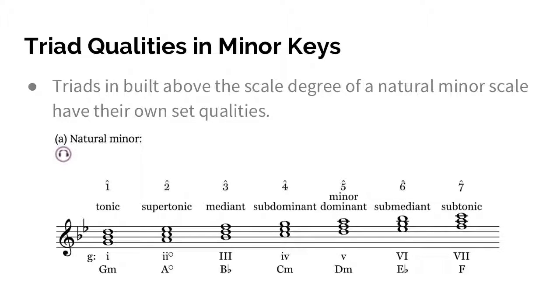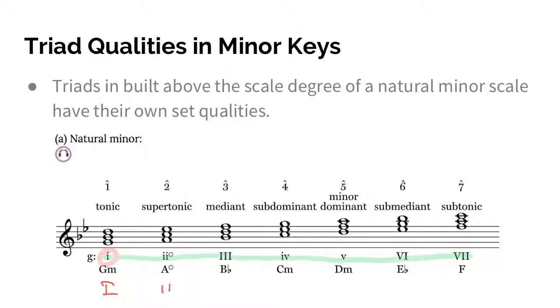All right, now we've looked at major keys. We're going to now move on to minor keys. So this is the natural minor scale, and we're going to build our chords over the natural minor scale. As you can see here, we have the Roman numerals written. So in minor keys, the 1 chord is minor, and in major keys, the 1 chord is major.